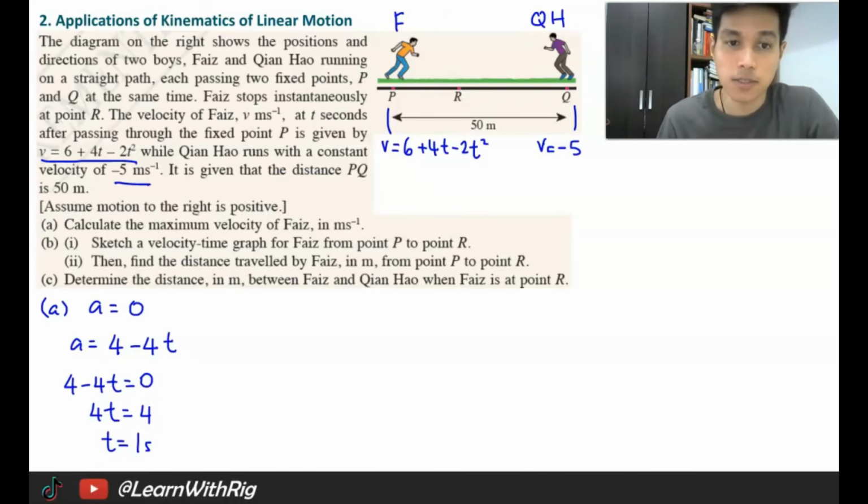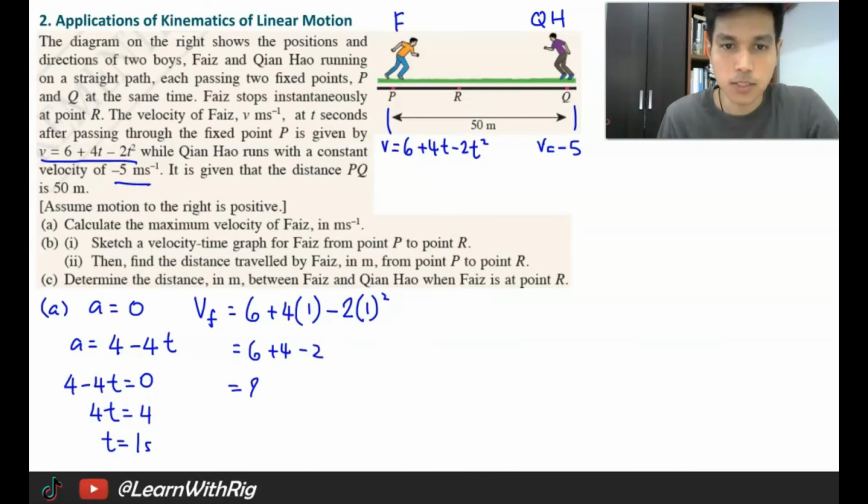Far East velocity is maximum. So you want to find maximum velocity, so VF, I write VF as in Far East velocity. Okay, so just substitute t equals 1, right? So 6 plus 4 times 1 minus 2 times 1 squared. So you get 6 plus 4 minus 2. Answer is 8 meters per second.